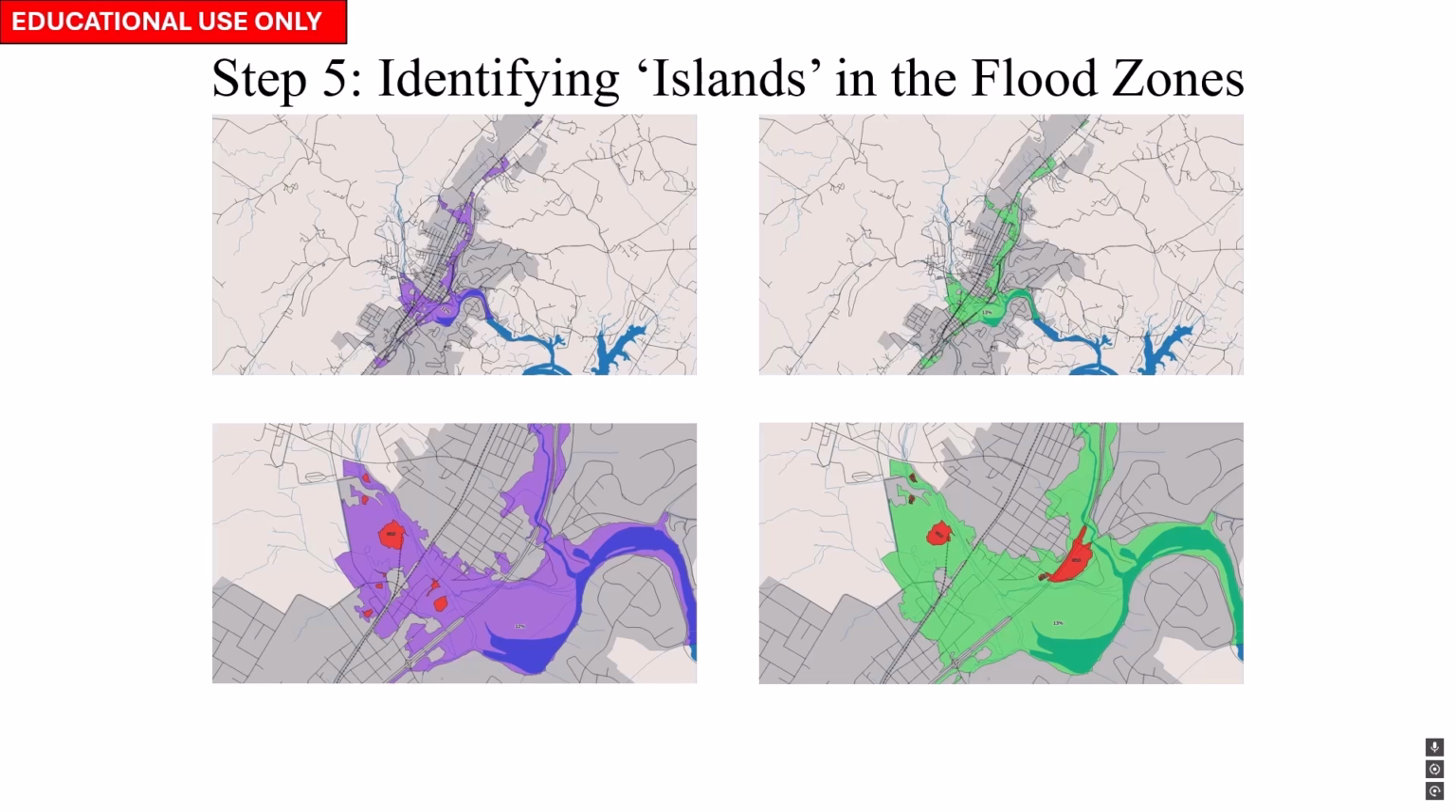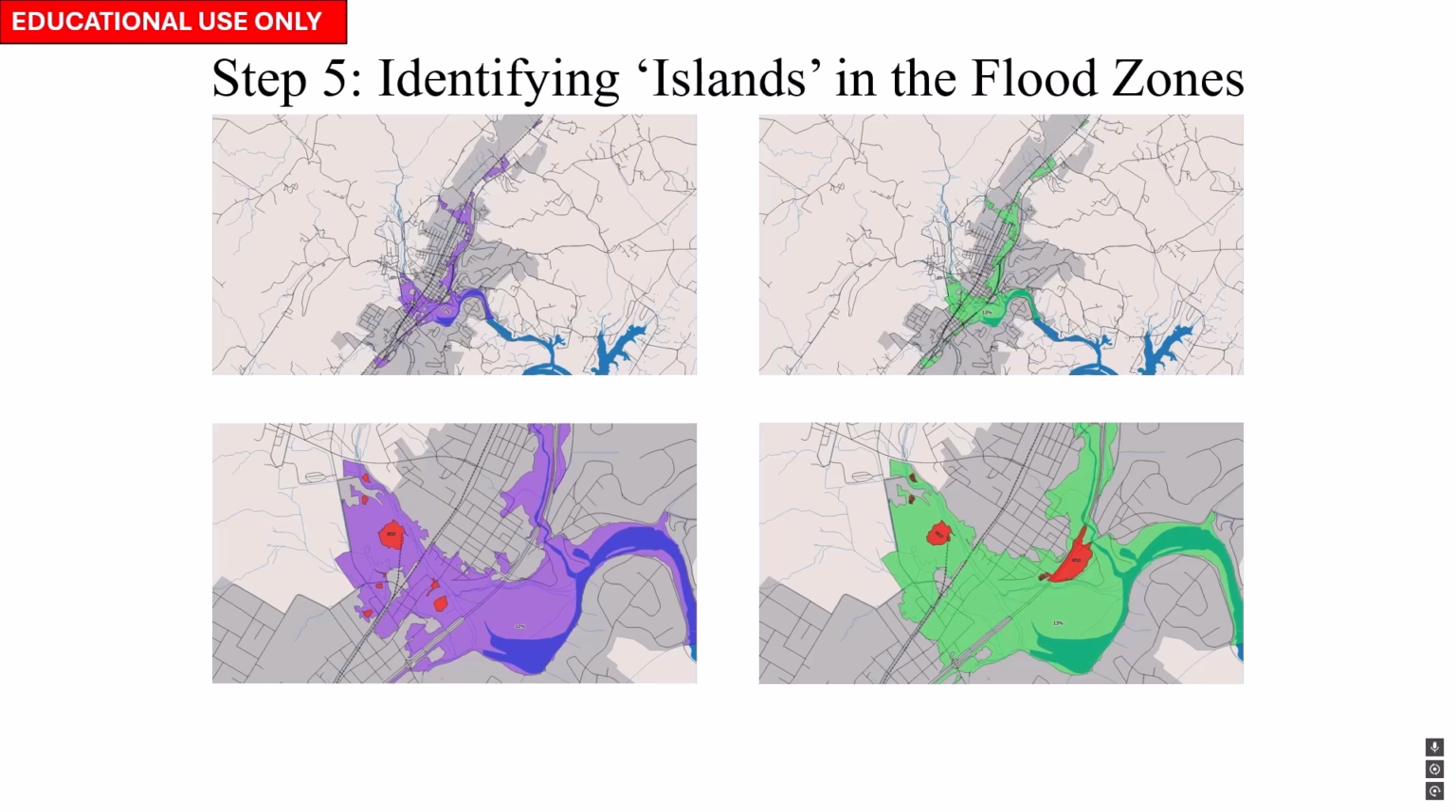For step 5, I wanted to identify the islands within the flood zones. These are areas that are safe but are likely inaccessible during flooding. So these have been highlighted in red, and again, this uses the same color terminology as step 4, where purple is for the 1% chance annually, and the green is for the 0.2% chance annually.